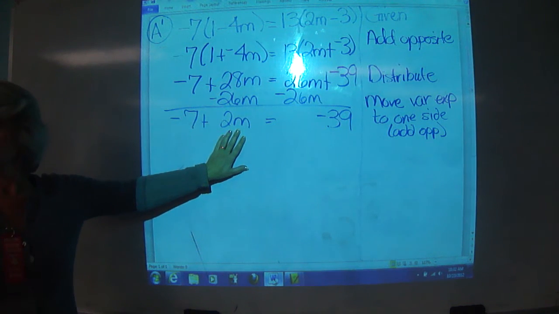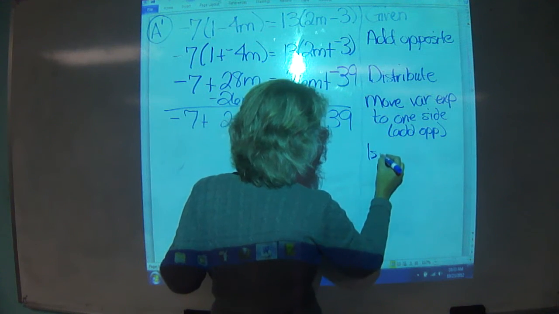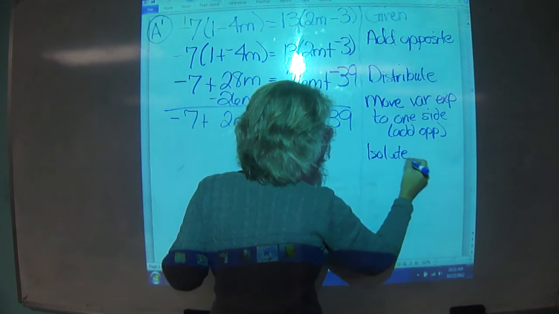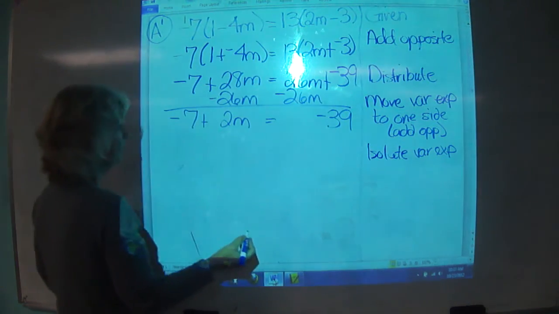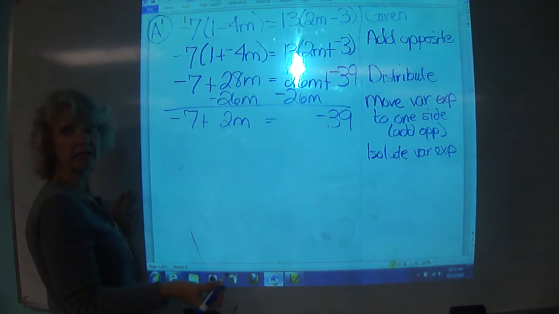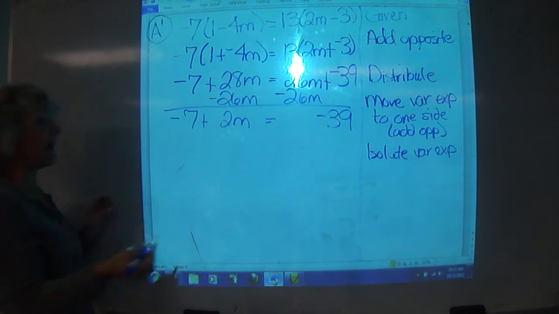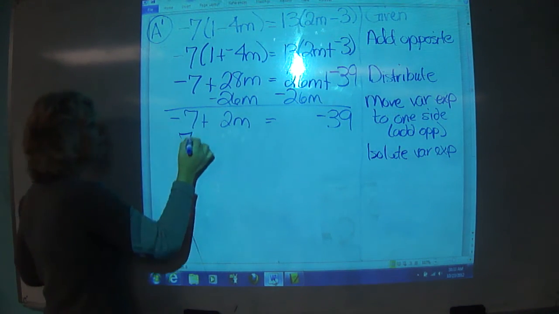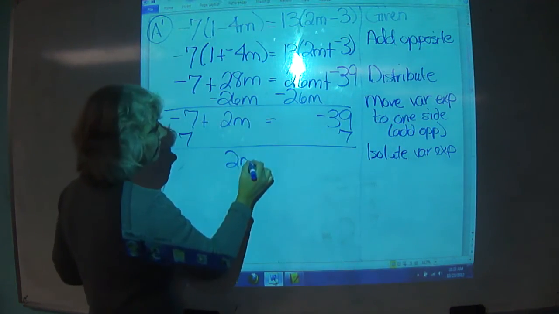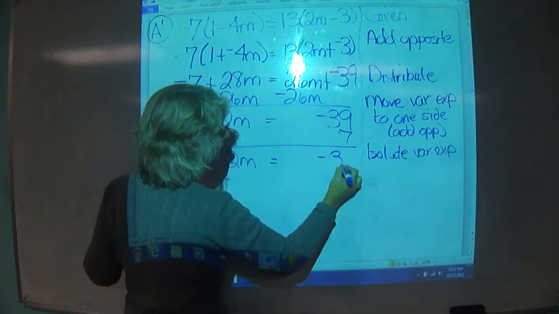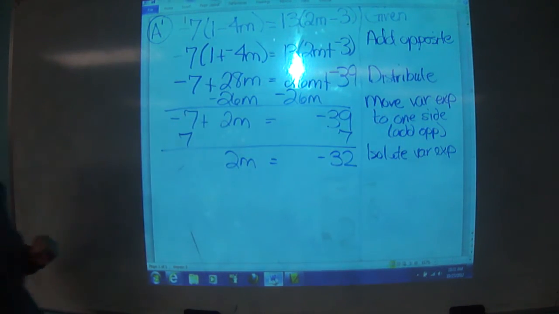What's it called? Isolate the variable expression. I'm going to isolate the variable expression. So how do I do that? I isolate it by add what? Add 7 to both sides. Beautiful. So 2m equals -32. Then what do I do? Isolate the variable.